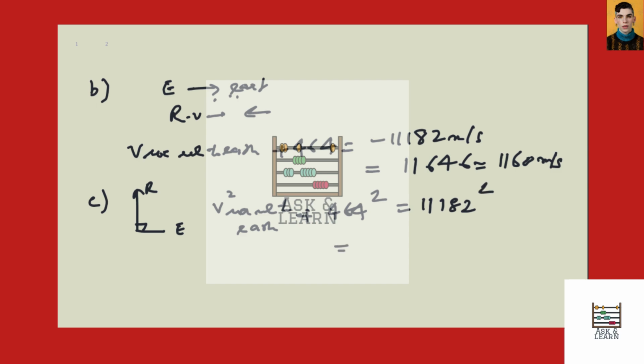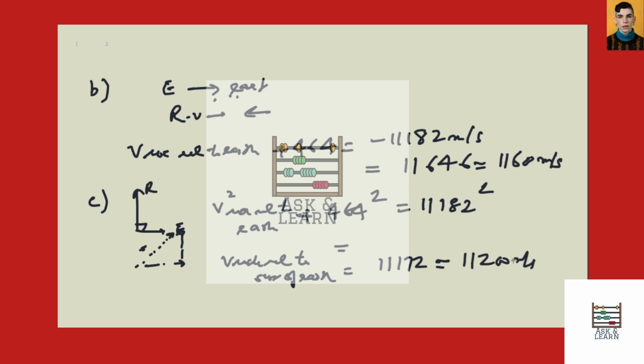So in fact, the Earth is traveling this side and the rocket is moving upwards. Basically, for a person stationary, you will see the rocket moving in this direction. So that is the escape velocity, which is the hypotenuse, 11,182. If you solve that, then you will get v rocket relative to the surface of the Earth equal to 11,172, which is approximately 11,200 meters per second. So that is the answer to the third part here.